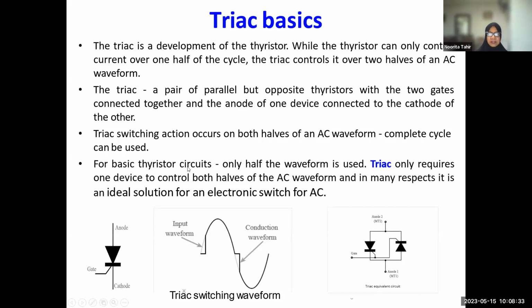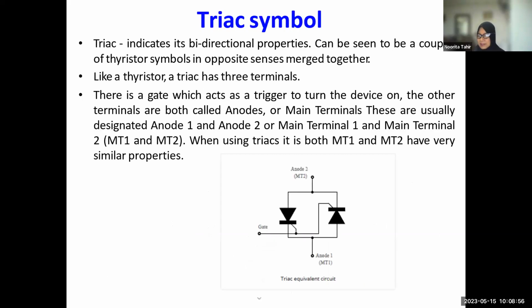So for basic thyristor, kita tahu dia akan hanya bagi sebelah saja. So triac yang sesuai untuk digunakan when it comes to AC circuit, because it can handle both positive and negative, and that is why it is one of the suitable devices to be used as a switch when it comes to AC. We will see here.